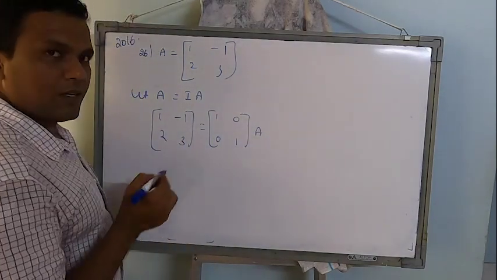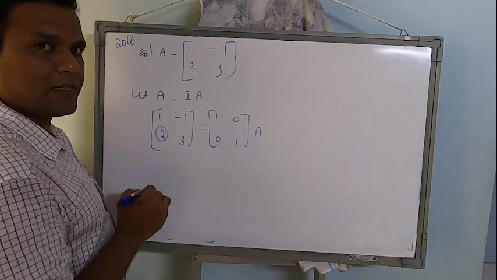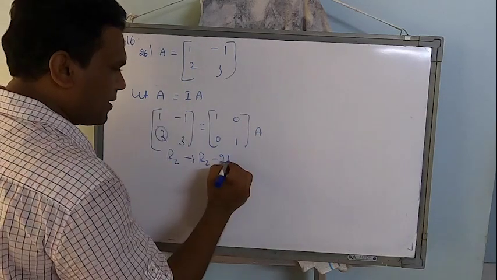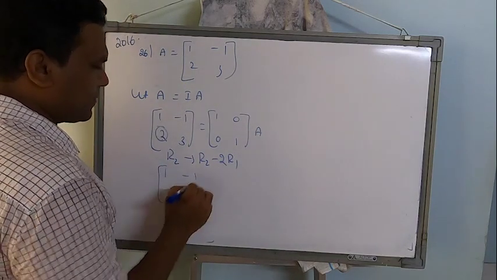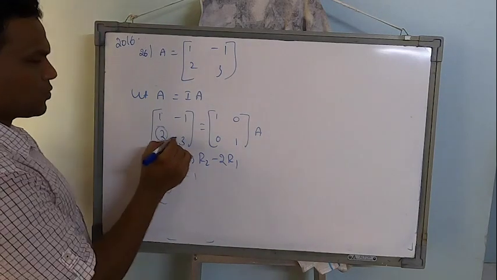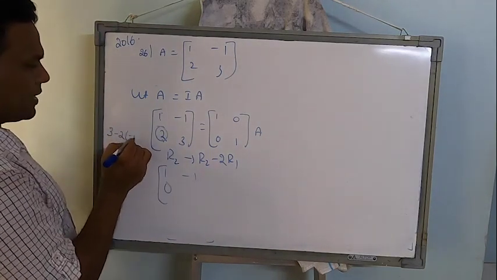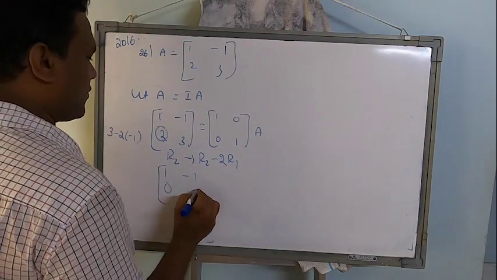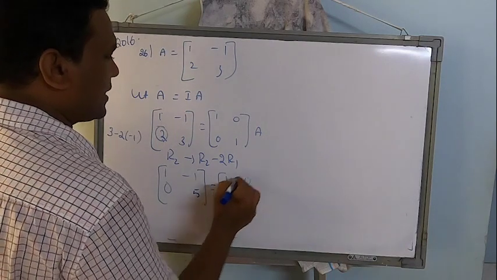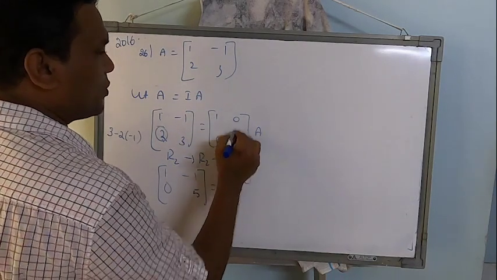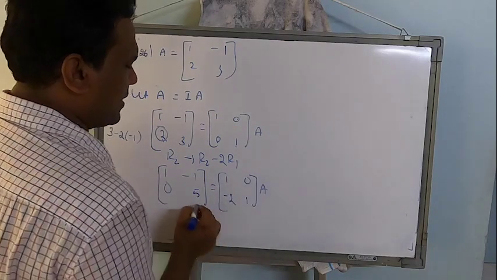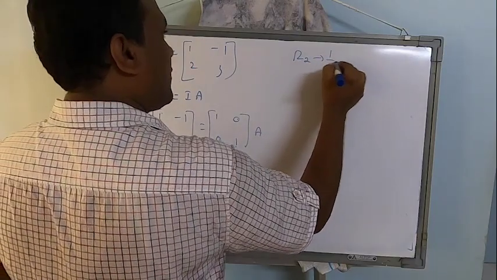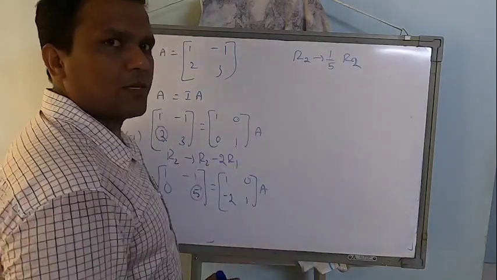My required first element is 1, here also 1, so nothing to change. This element should be made 0, that's an element of R2. R2 minus, the same number should be multiplied here and subtracted. So no change in first row. 2 minus 2 is 0. What happens to this element? 3 minus 2 multiplied by minus 1. R2 minus 2 times R1. On simplifying, this element is going to be 5. So this is 1, 0, 0 minus 2, that's minus 2, 1 minus 0, that's going to be 1, multiplied by A. My next target is this. That's an element of R2, 1 by 5 times R2. That's it. It's so simple.